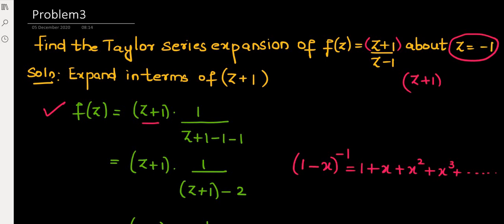So 1 divided by z minus 1 can be altered by adding and subtracting 1. So z plus 1 minus 1 minus 1, which is nothing but z plus 1 minus 2. Always group this z plus 1, because we need the expansion in terms of z plus 1.